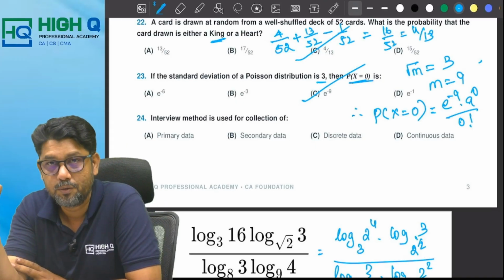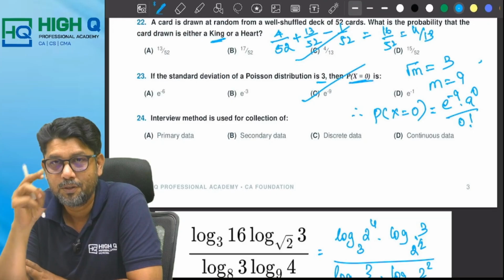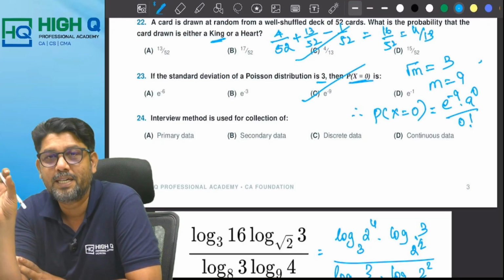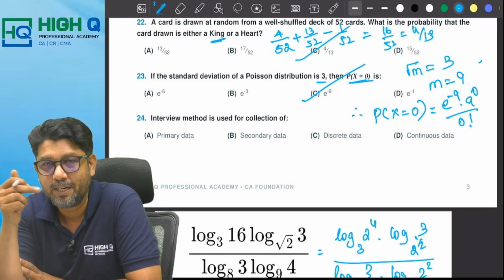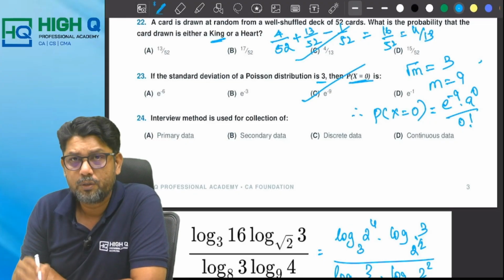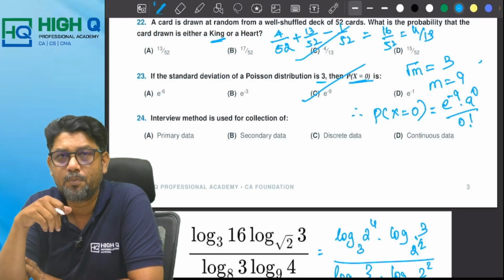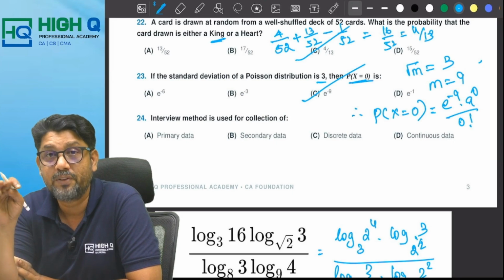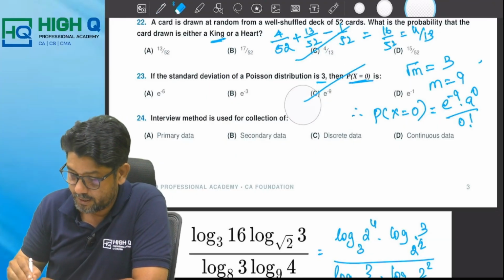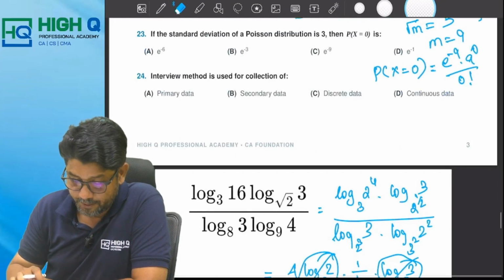I think you know the trick also. Whenever they ask you to find out x is equal to 0, whatever value is given for m, e power minus m is the final answer. So orally also we can do: root m is equal to 3, m is equal to 9. Therefore, my answer is e power minus 9 because they ask you to find out P of x is equal to 0. I hope you might have learned these shortcuts earlier.